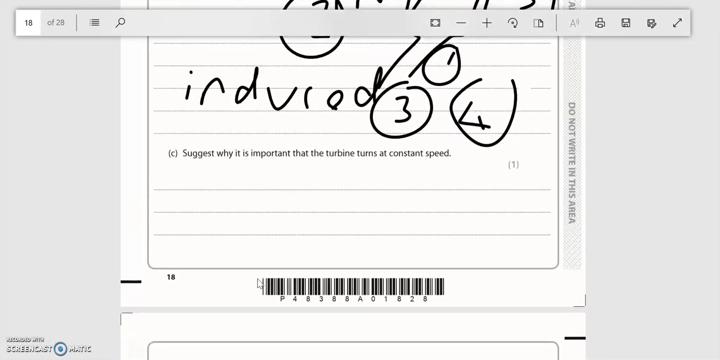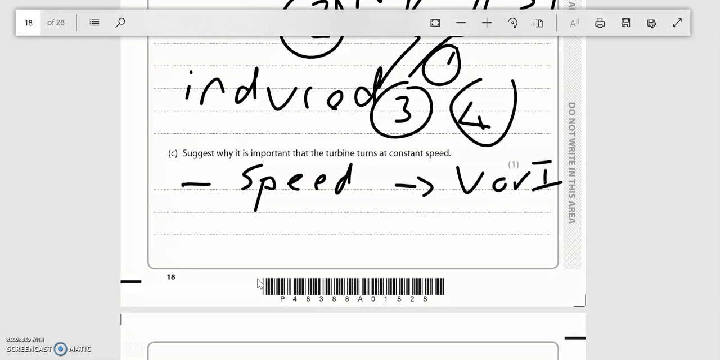Suggest why it's important that the turbine turns at a constant speed. The speed controls the current or the voltage that is being produced. So your first mark is for linking speed with either current or voltage. And then the second mark is easy, but probably some people will miss it because it's too obvious, that you actually want a constant current or voltage to be produced.